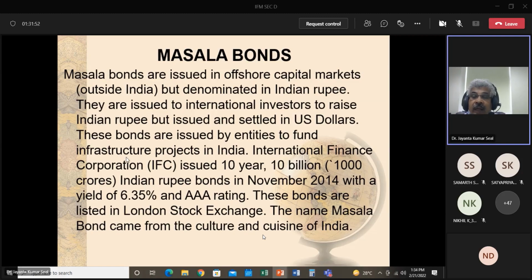These bonds are issued by entities to fund infrastructure projects in India, but the first issue was by the International Finance Corporation. IFC issued 10-year, 10 billion, that is 1,000 crores Indian rupee bonds in November 2014 with a yield of 6.35% and AAA rating. These bonds are issued and listed on the London Stock Exchange. The name masala bond came from the culture and cuisine of India.